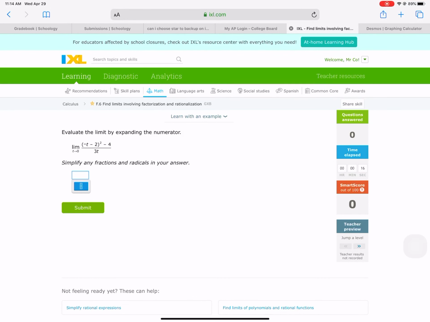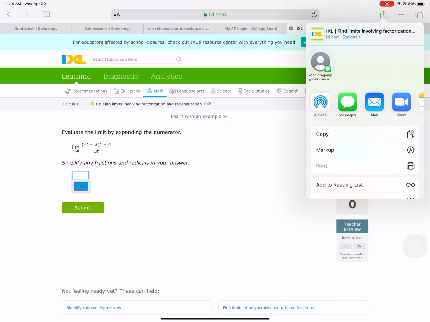Okay, hi everyone. So just a short update on today's work. It's really just going to be the IXL on what we've been talking about, removable discontinuities. But there are some problems here where I just want to go over the style so I can make sure you guys are all okay with this.